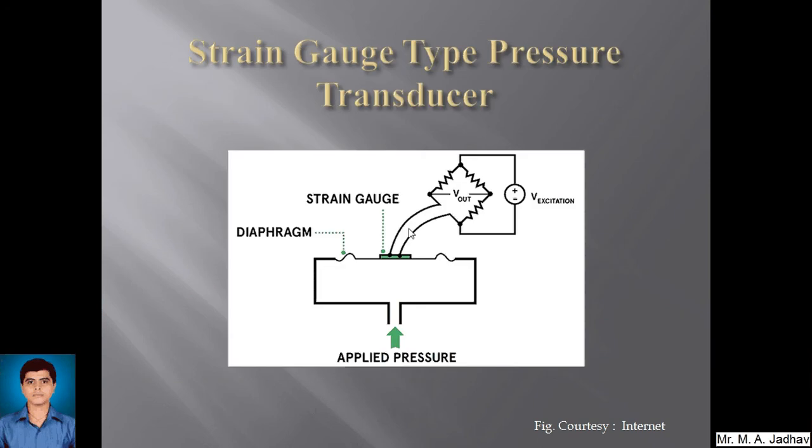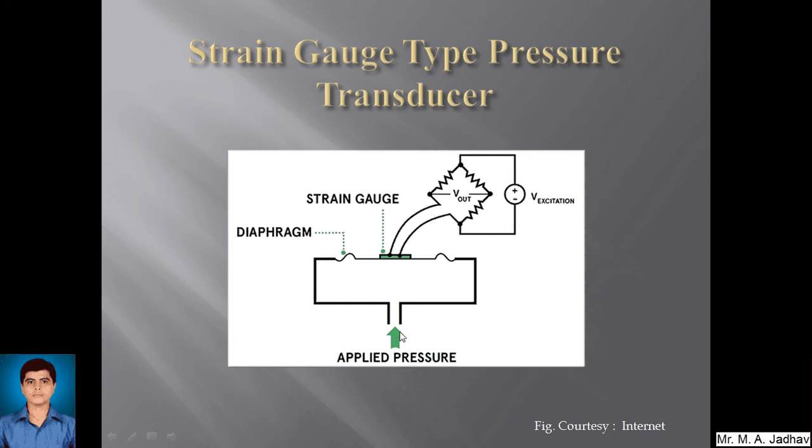Now, strain gauge type pressure transducer. See here, the strain gauge is applied over a diaphragm type pressure sensor. Previously we have seen the diaphragm type pressure sensor, that was a mechanical one, because the displacement was converted to circular motion through gearing, and then the scale was showing us the pressure. Here, again we have one diaphragm over which the strain gauge is now connected. So this is the strain gauge, we have seen the construction now.